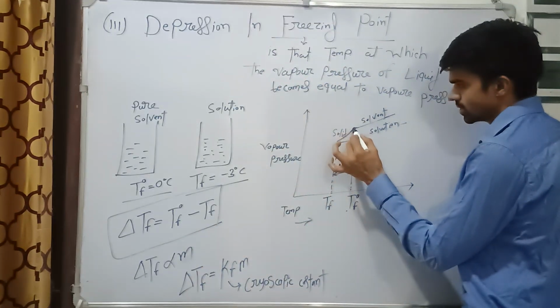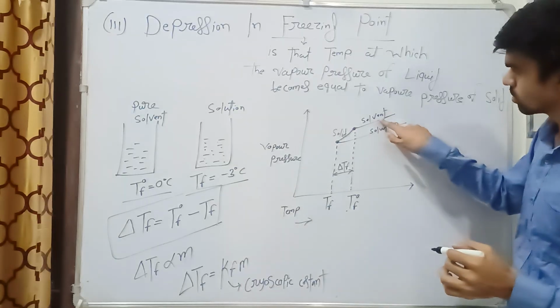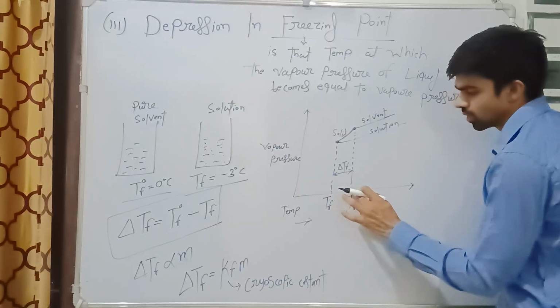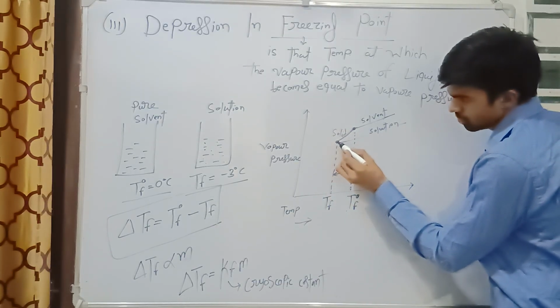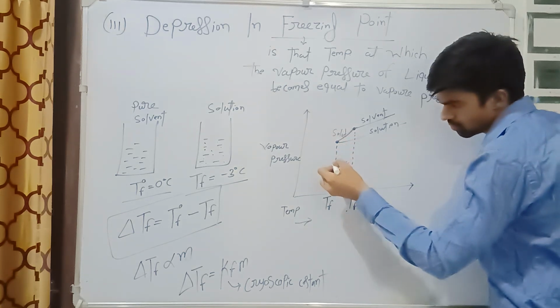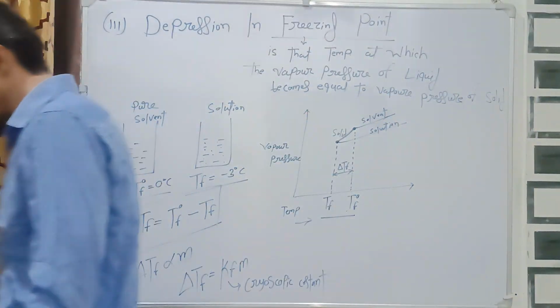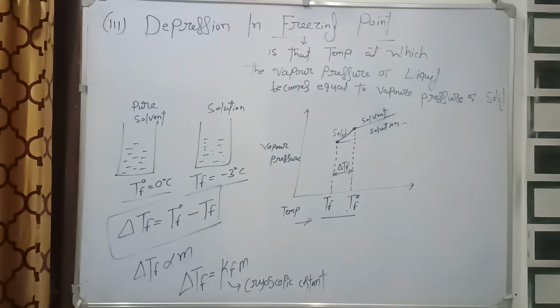So here you can see that when the vapor pressure of solvent touches the vapor pressure of solid, it becomes the freezing point of solvent, and when the vapor pressure of solution touches the vapor pressure of solid, it becomes the freezing point of solution. So this is how you can draw the diagram for depression in freezing point. From the diagram you can see that we get the freezing point of solvent earlier. After that, if we continuously decrease the temperature, we get the freezing point of solution as well.